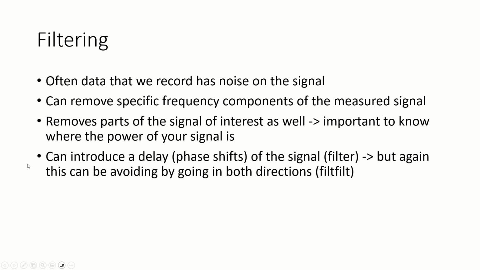Filtering and smoothing, like a moving average, could introduce a delay of the signal, and we usually avoid this by filtering in both directions.